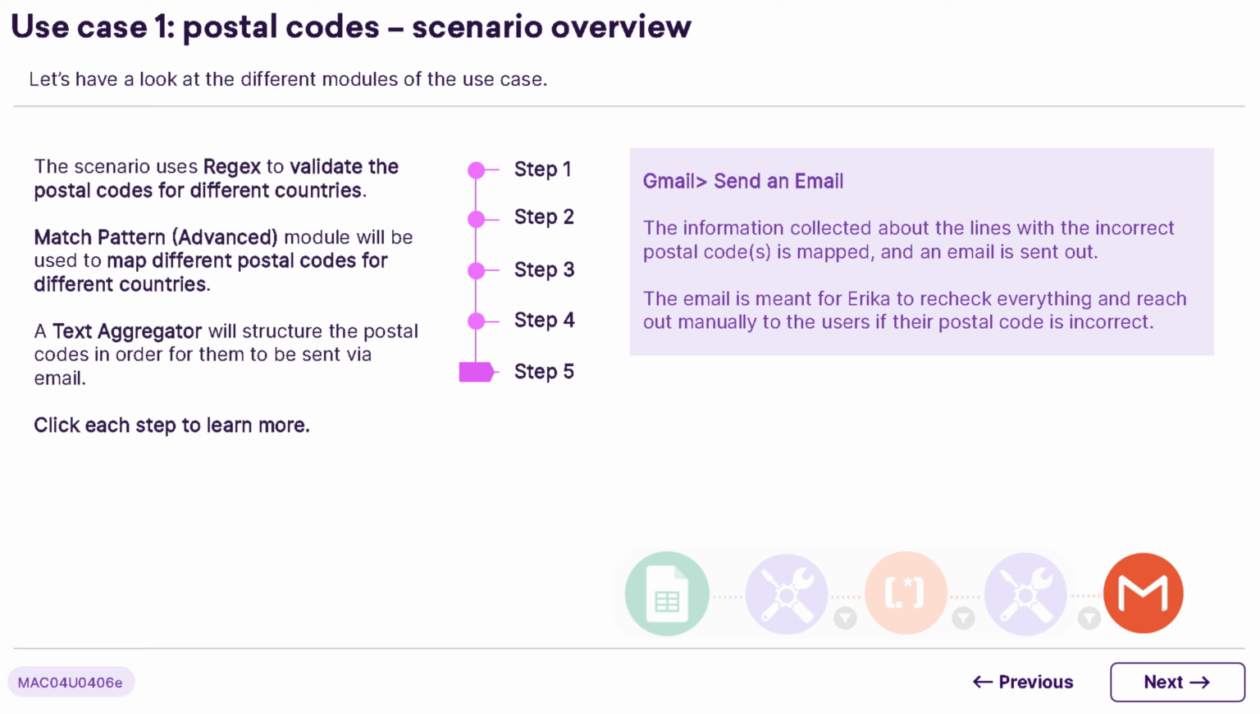The final step involves sending an email through Gmail. This email, directed to Erica, contains details about any postal codes that failed the validation. Erica's role is vital, as she reviews these incorrect entries and contacts the users directly to correct the information. This process enhances data accuracy and ensures communication is smooth and reliable. By validating postal codes before sending emails, we maintain data hygiene and improve customer interaction.